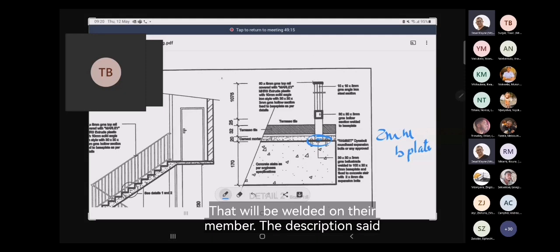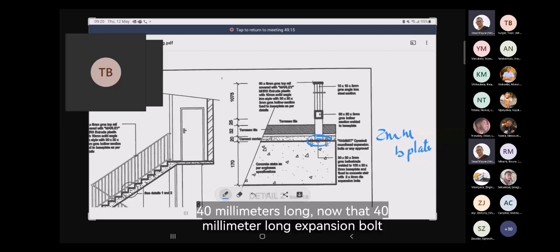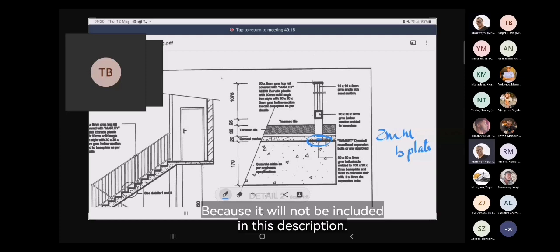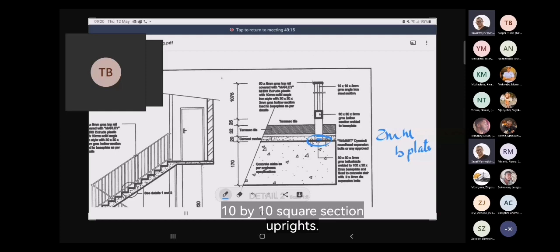Remember the description said that anything that needs to come on there needs to be included in the description. So the base plate that is welded onto the bottom of the baluster will be included in the description, and we will indicate that it is welded on, twice holed and bolted to the concrete with and including 8 millimeter expansion bolts, 40 millimeters long. Now that 40 millimeter long expansion bolt we will have to state that it is elsewhere measured, because it will not be included in this description, including the mortises and with 10 by 10 square section uprights.